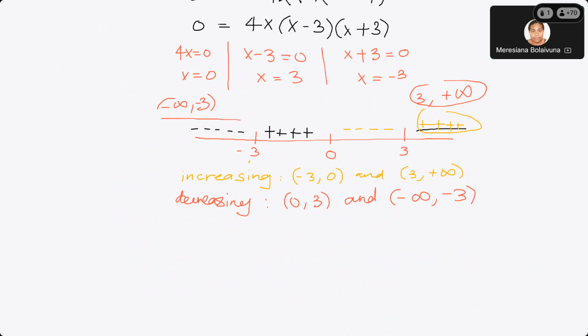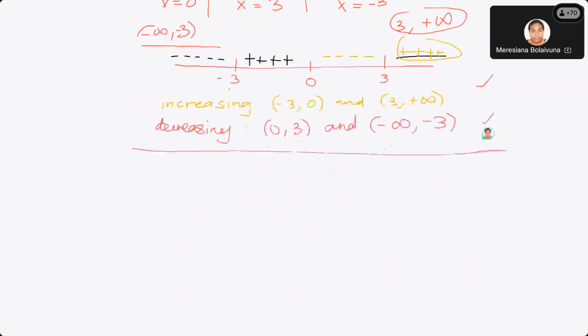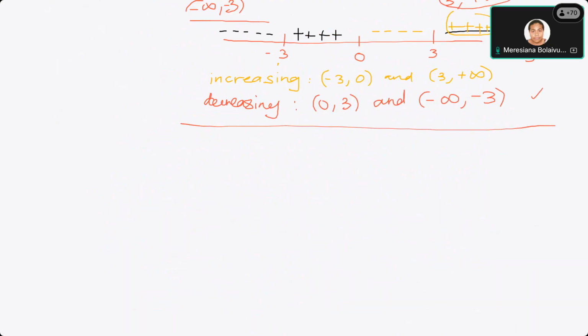Next, can we move on to the second part, concavity? Find out where the function is concave up or down. All right, that's the first part, so this is your answer to the first part. Now let's move on to the second part, which asks for the interval where it is concave up or down. You ready for this?